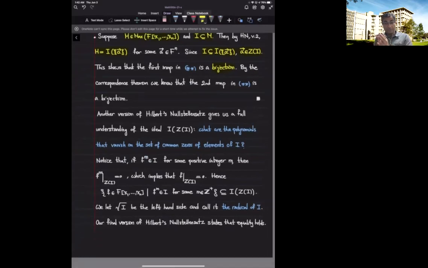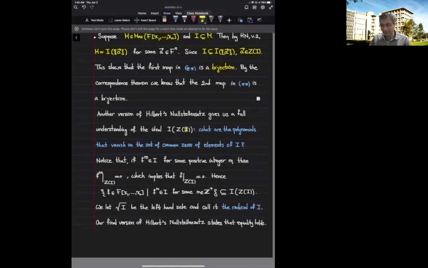we have seen three versions of Hilbert's Nullstellensatz. And there is another version of Hilbert's Nullstellensatz, and that would be our final version that we discuss. This version gives us a full understanding of all the polynomials that vanish on the set of common zeros of a given ideal. So again, let's try to understand it.